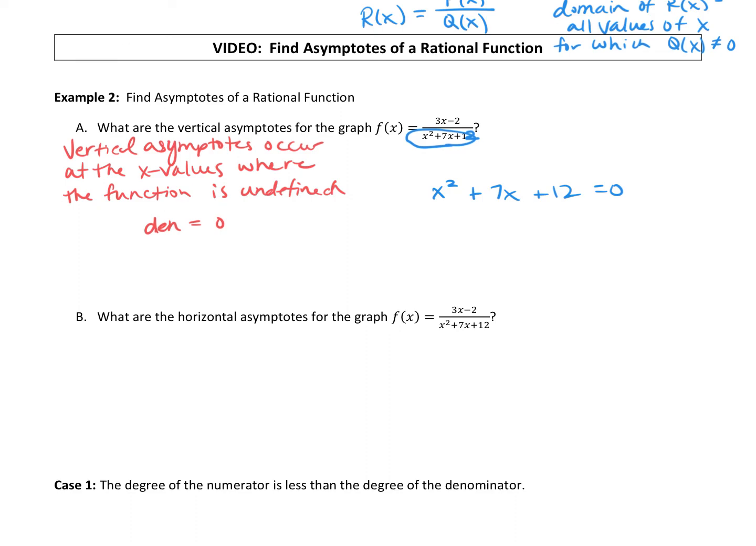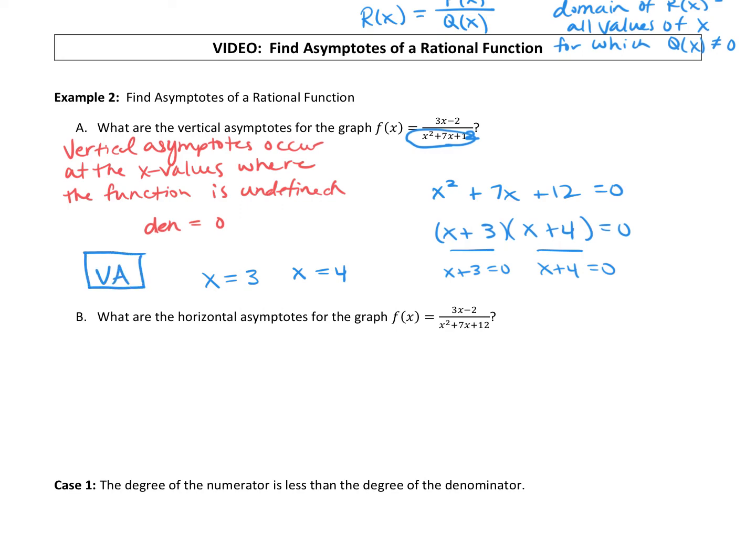This is x squared, so it's a trinomial. Are there factors of 12 that add up to 7? And there are, 3 and 4. We would say x plus 3, x plus 4 equals 0. Let's set each of those factors equal to 0 and solve. And then over here we get x is a positive 3 and x is a positive 4. So this particular graph would have two vertical asymptotes. I will abbreviate that with VA. One at x equals 3, that's a vertical line at x equals 3, and this is a vertical line at x equals 4.